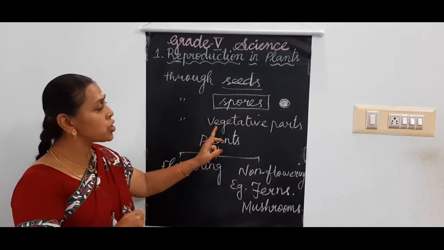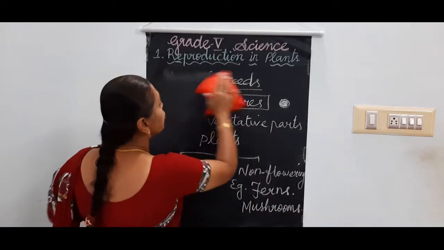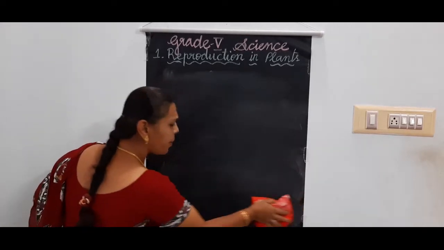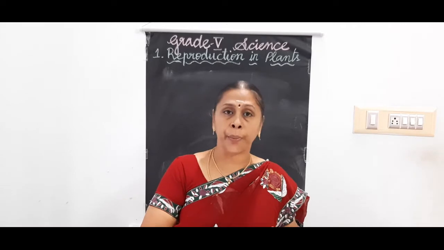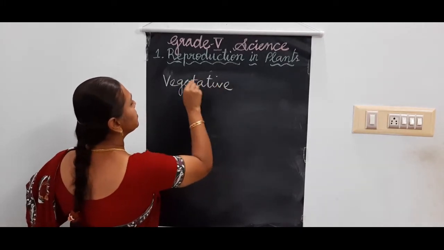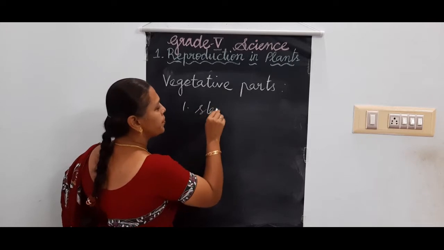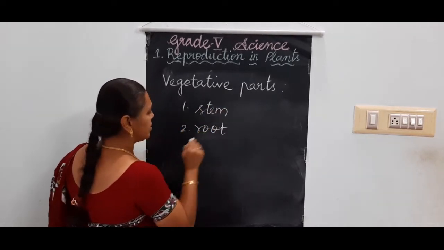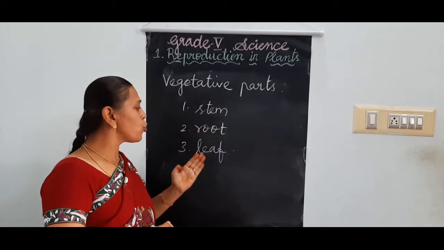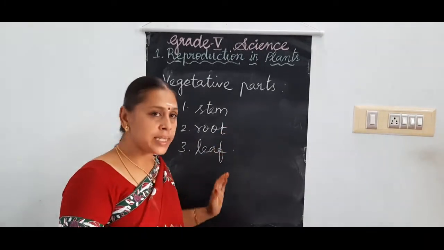Third method, reproduction through vegetative parts. Already in the first class itself, you learnt what the vegetative and reproductive parts of a plant are. Remember, in plants two parts are there, vegetative and reproductive part. What are the vegetative parts? The vegetative parts of the plants are one, stem, two, root, and three, leaf. Through these parts, the plants will reproduce. Now, we shall discuss these 3 parts.